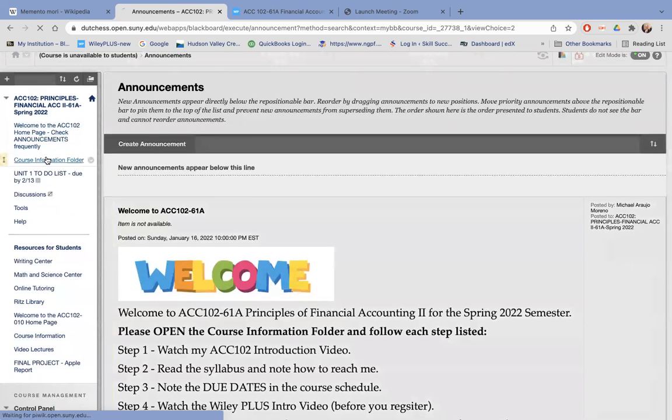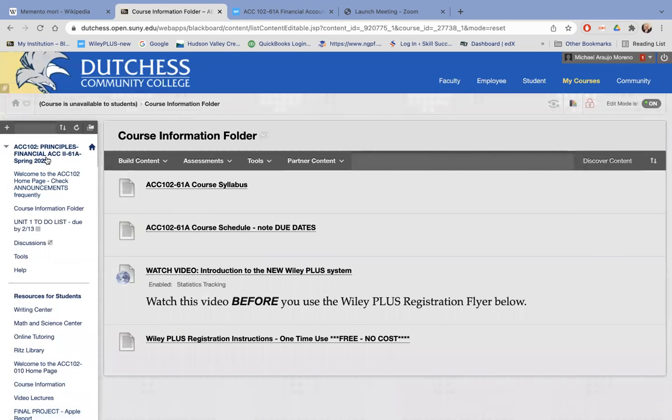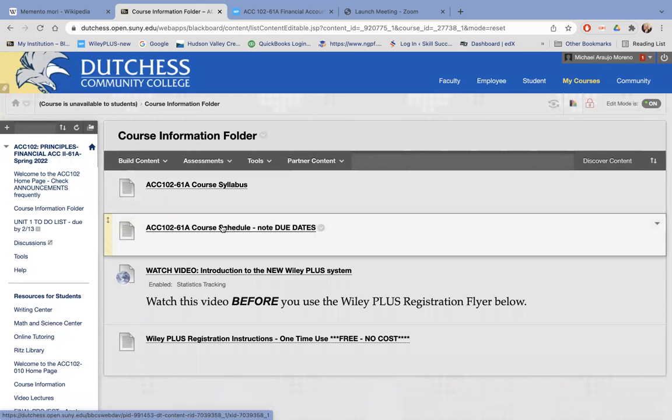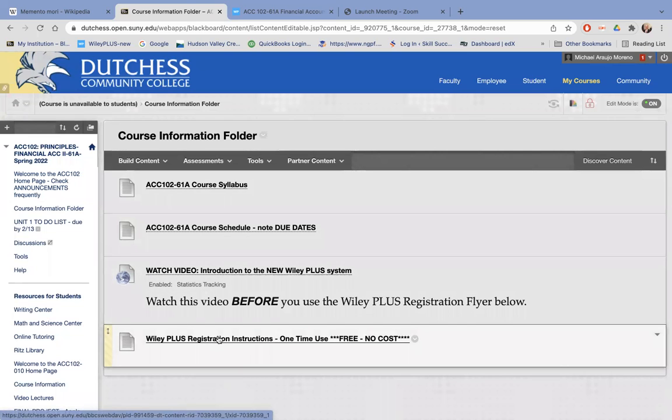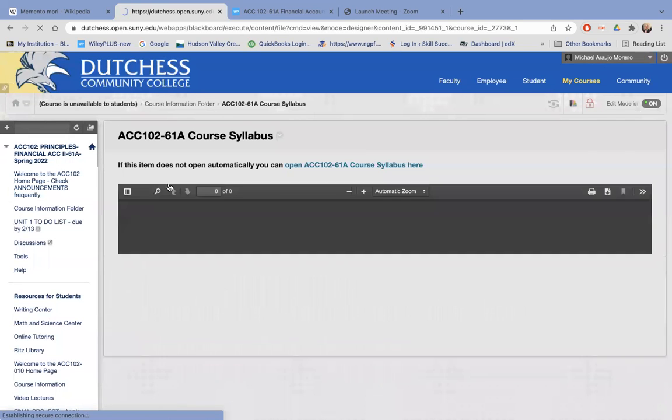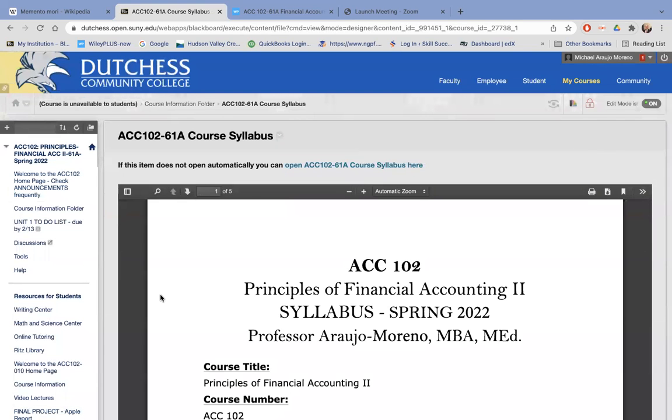So the course information folder, as you click on it here, you'll see this video, you'll see the course syllabus, this course schedule, an introduction again to the new Wiley Plus system, just to refresh your memory, and the registration instructions. The wonderful thing is the registration on Wiley is free for Accounting 102. So we're using the exact same textbook.